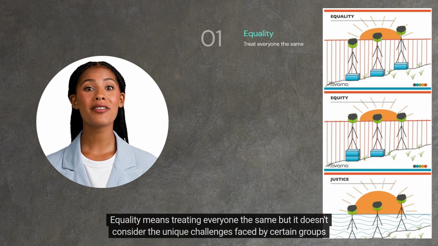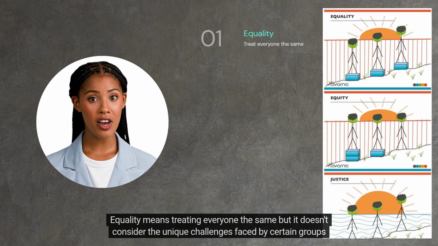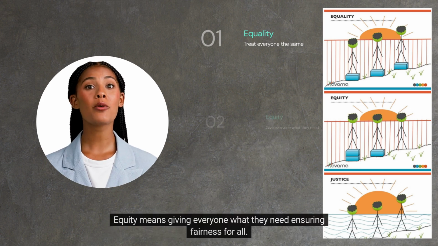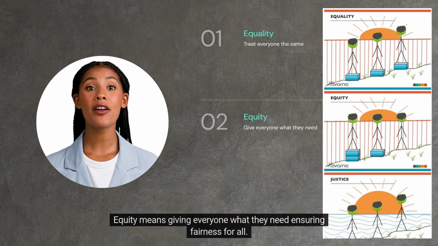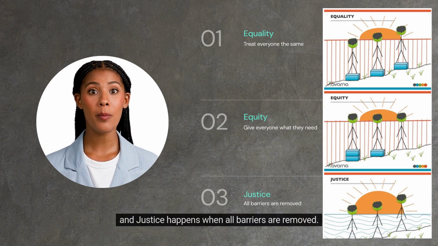Equality means treating everyone the same, but it doesn't consider the unique challenges faced by certain groups. Equity means giving everyone what they need, ensuring fairness for all. And justice happens when all barriers are removed.